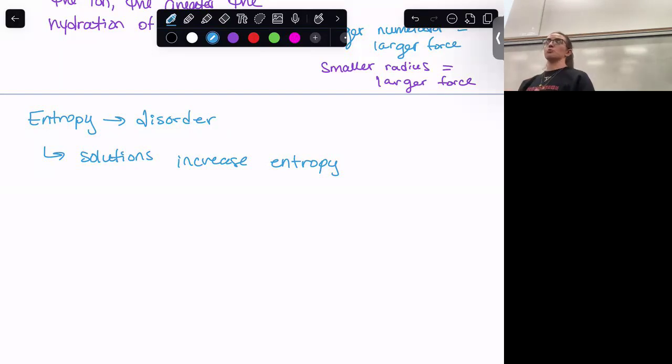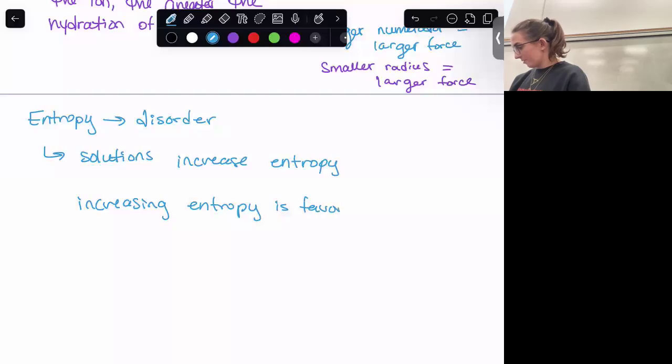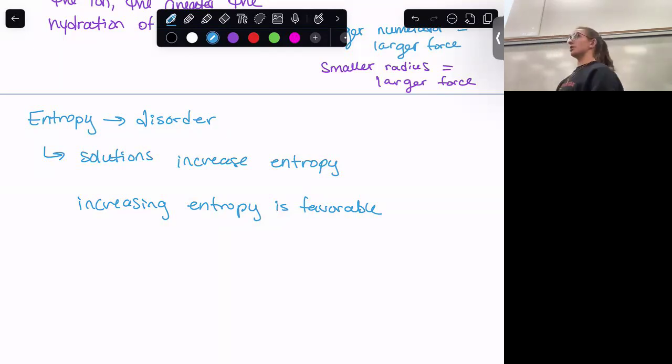Is an increase in entropy favorable or unfavorable? It's favorable, yep. So increasing entropy is favorable. It's preferred. Disorder is preferred in the world. So this is good for making solutions because we're always increasing entropy.